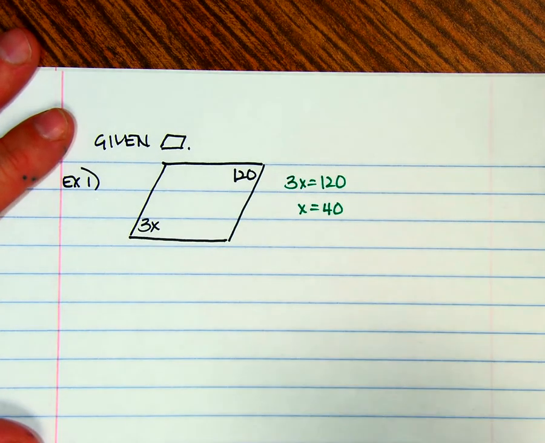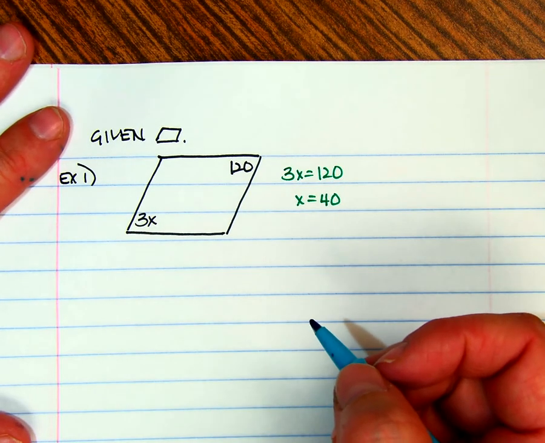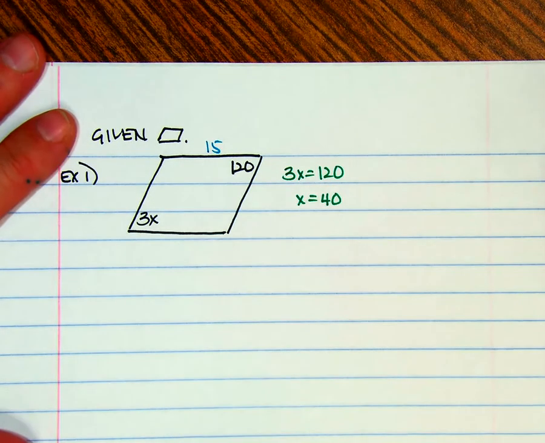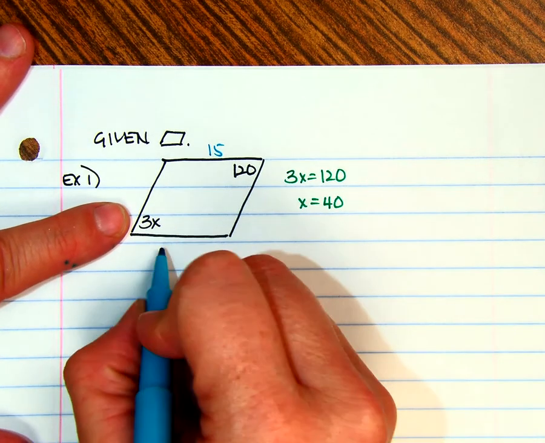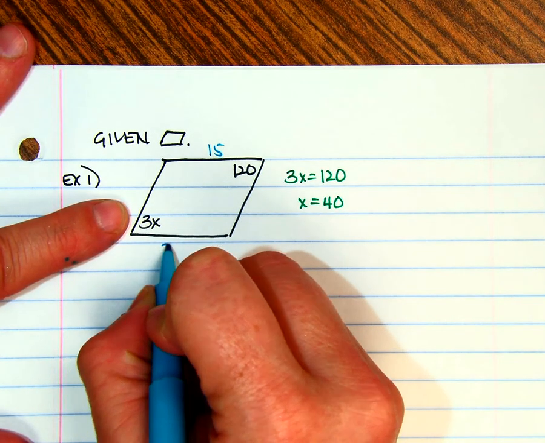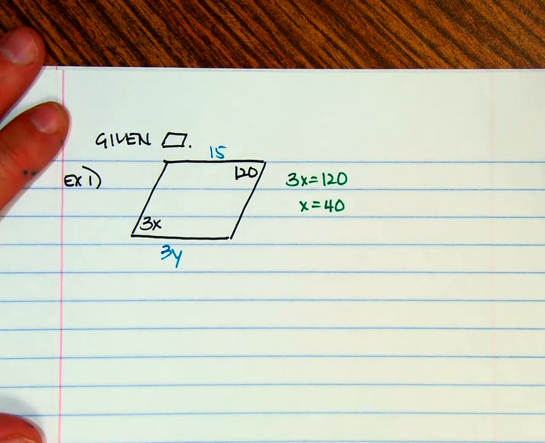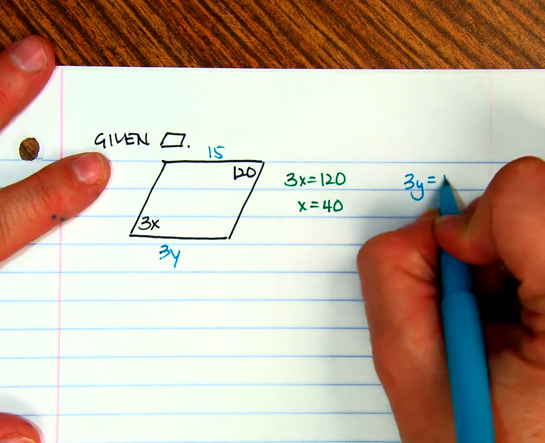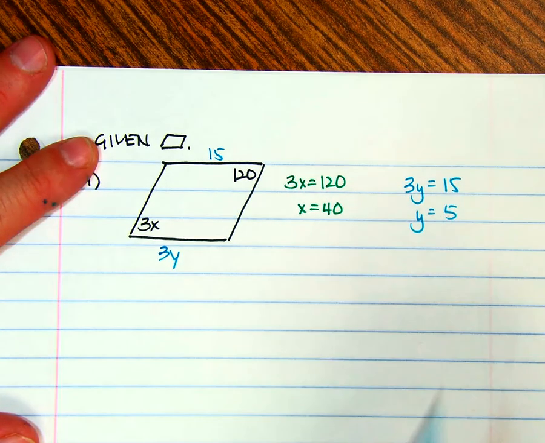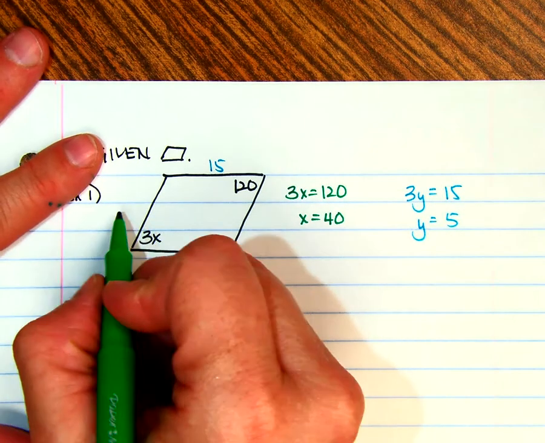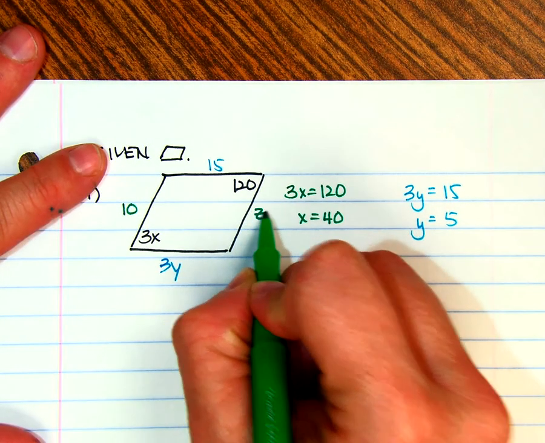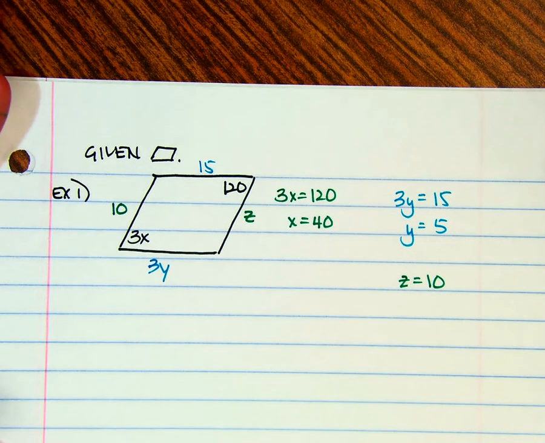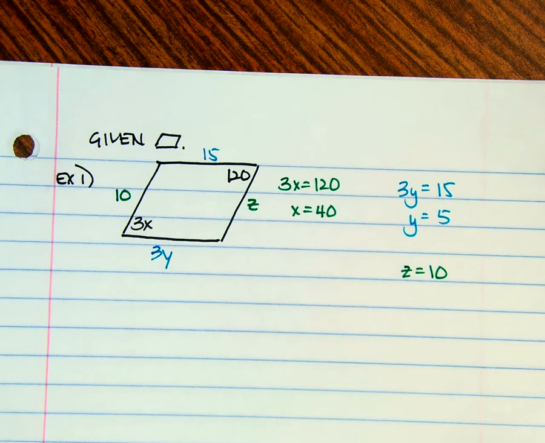I could also, if this is 15, and let's say this is 3y, I could find out what y is, because both pairs of opposite sides are congruent, so 3y equals 15, so y would have to equal 5. And you could have, if this say is 10, find z. So z would equal 10 because both pairs of opposite sides in a parallelogram are congruent.